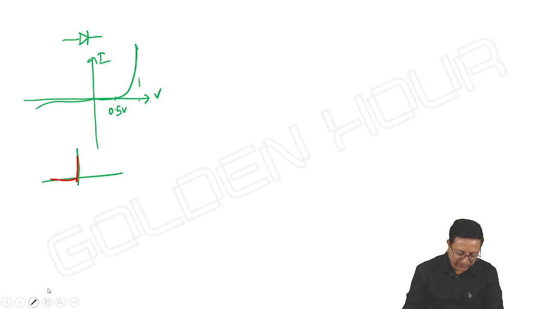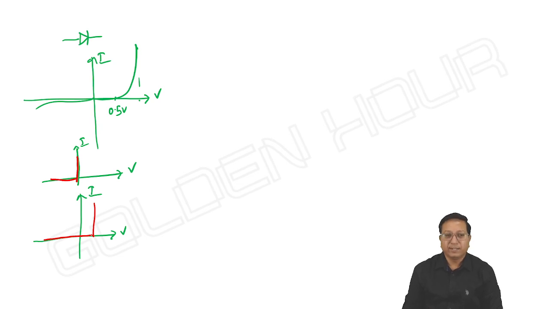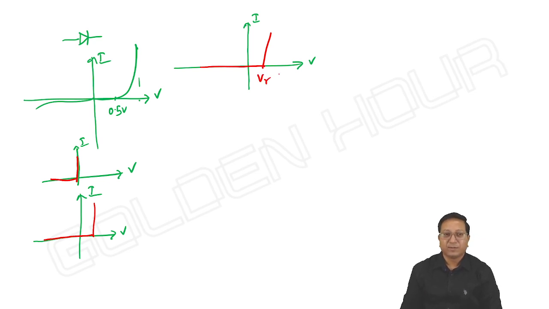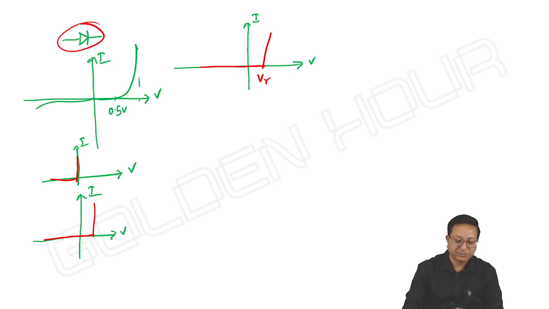Otherwise, the second characteristic is like an ideal voltage source. And the third model is, we have seen all these things with slope. It is V gamma, as far as an ordinary diode is concerned.